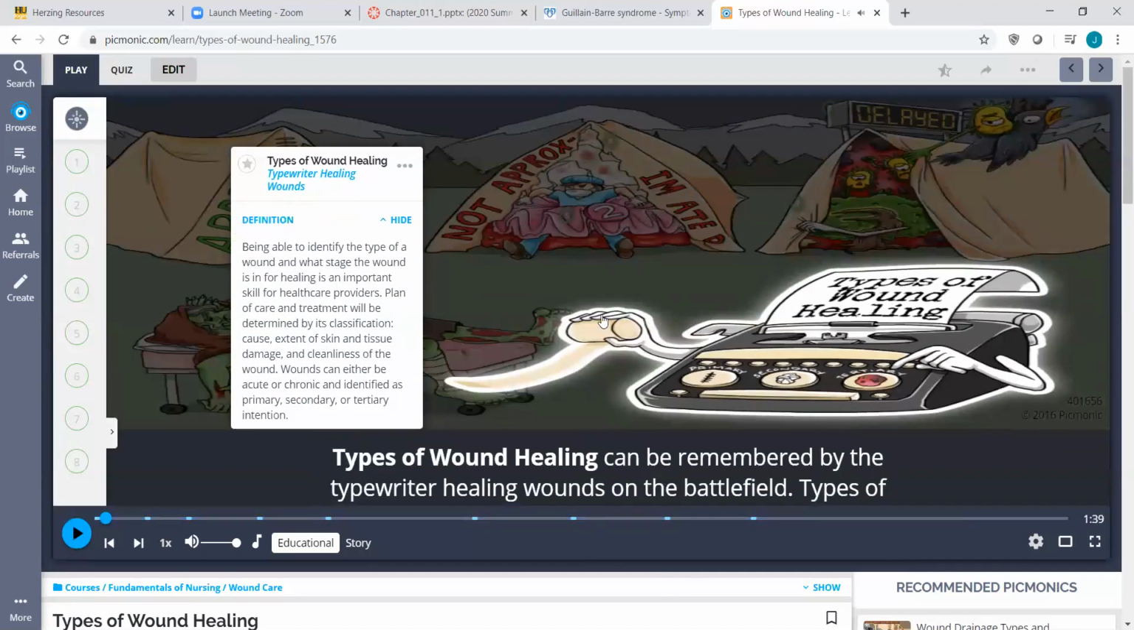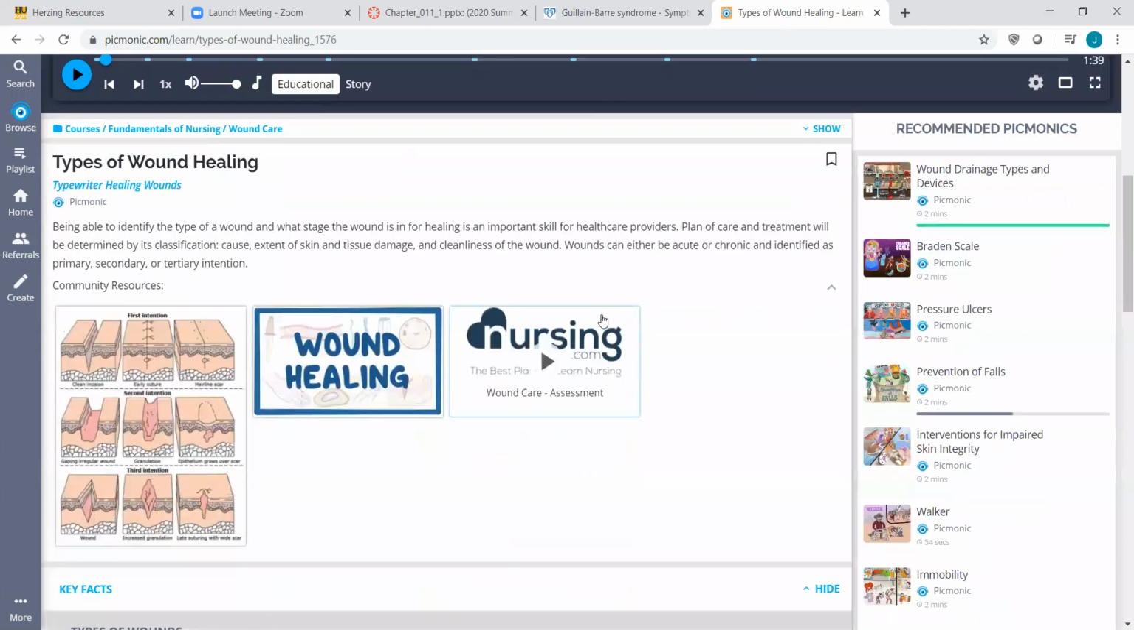Okay, so look at the bottom here. In your stuff that you had to do for the week, there was something on primary, secondary, and tertiary healing of wounds. So this is an important concept that you need to get down. That's why I was trying to play this for you, but apparently you can't hear it.